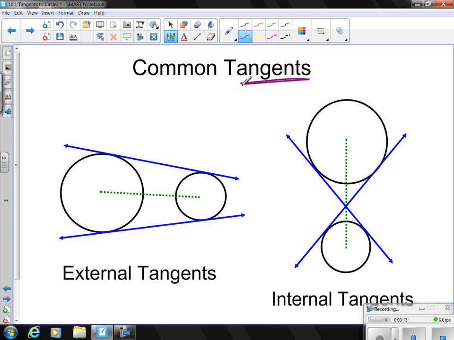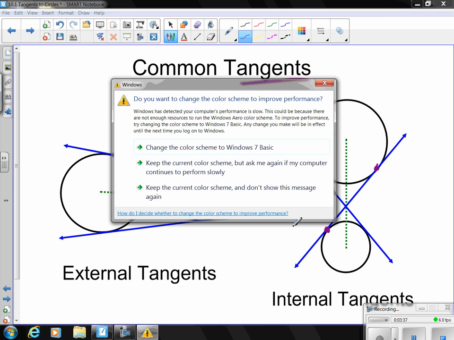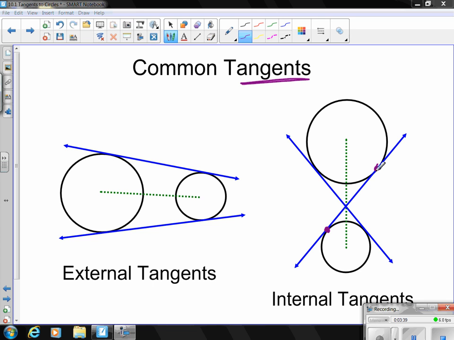Now talking about tangents. This line is a tangent line because it intersects this circle in one spot and intersects this circle in one spot. And since it's a tangent to both circles, it's a common tangent. Since this tangent line goes between the two circles, it's an internal tangent, whereas these common tangents are external. They go outside of the center of the circles. They do not go between.